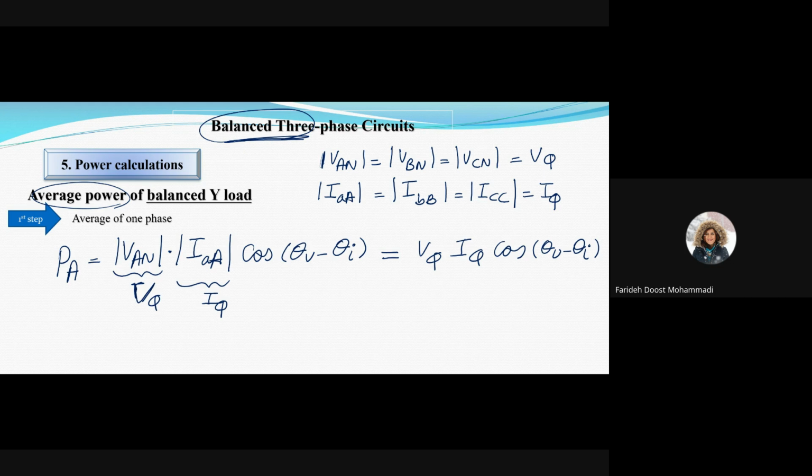Now, if this is for phase B, then it's going to be the same voltage, the same current, cosine of the difference between the angle of the voltage and current. Can you tell me if I have a different angle or not? I know that the magnitudes are the same, and that's why I'm using the exact same magnitude of V phi and I phi for every single phase of the circuit. But can I use the same theta v minus theta i for phase A, phase B, or phase C? Does anyone have an opinion on this?